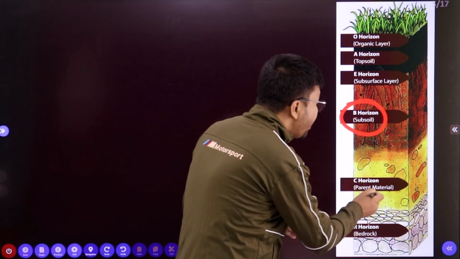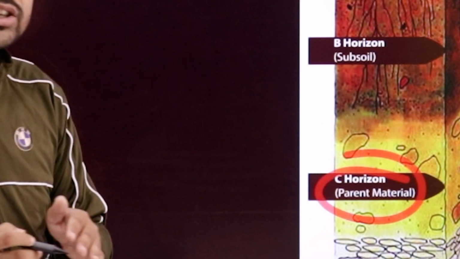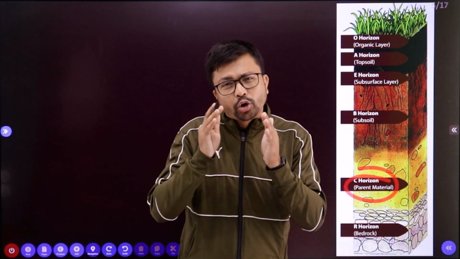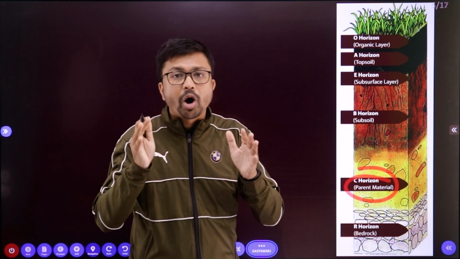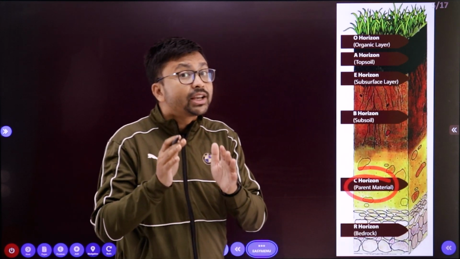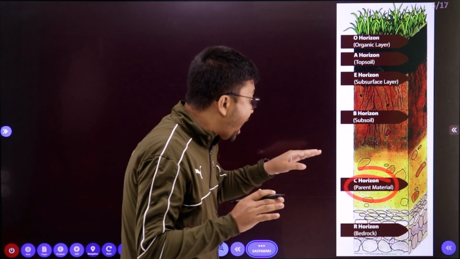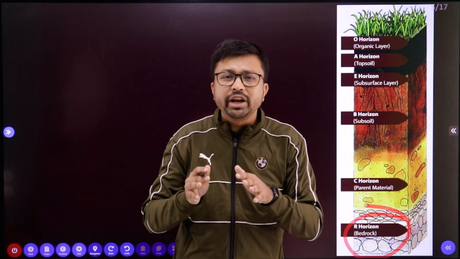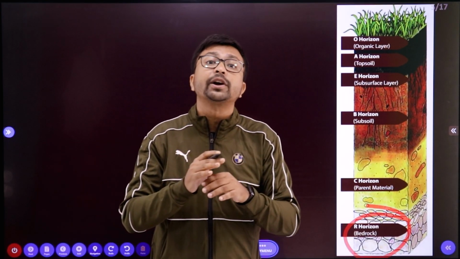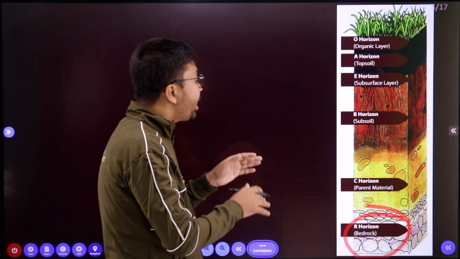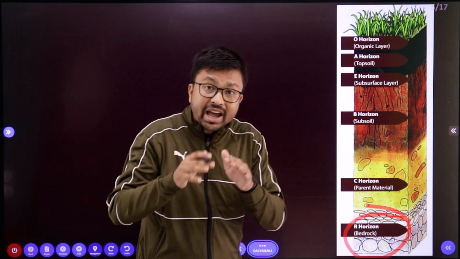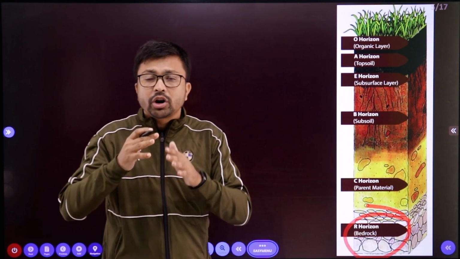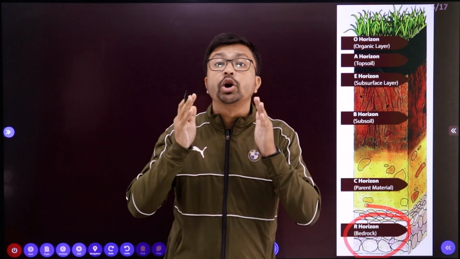Next layer is called parent materials or the C horizon. Here organic materials will be completely absent, but the rocks will break down into small pieces. And the last layer is called the bedrock. Bedrock will be in solid form, and there will be no effect of weathering. So in that way you will get different types of layers in the soil profile, and as time goes on more and more, the soil profile will become much more complete.